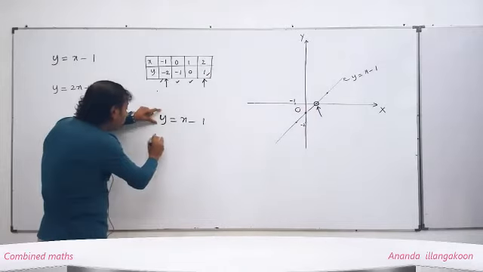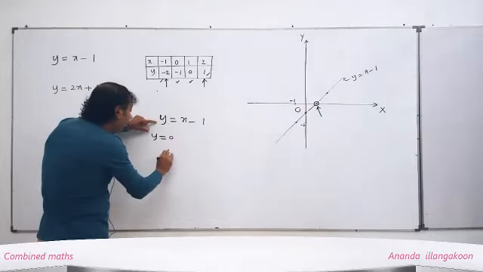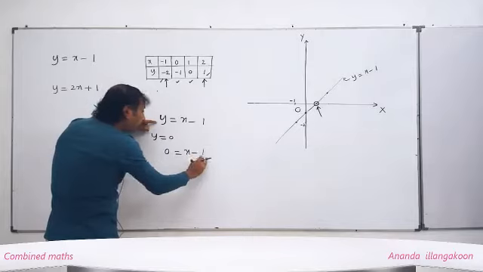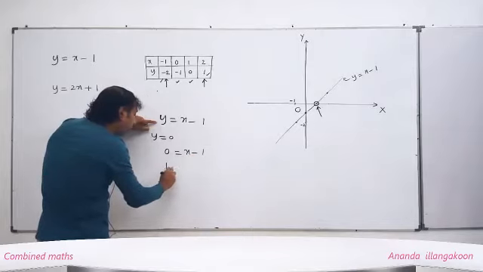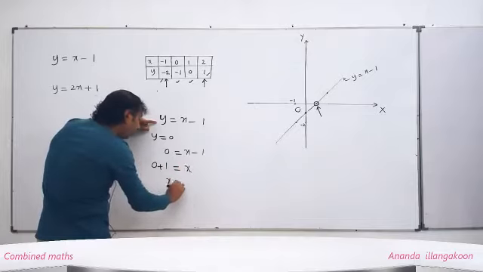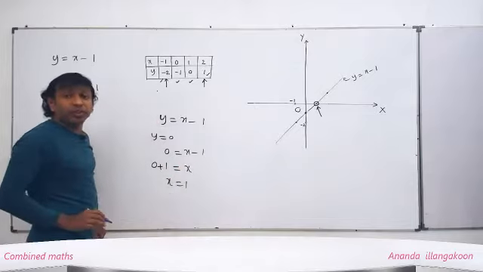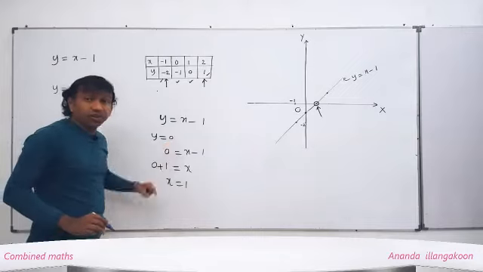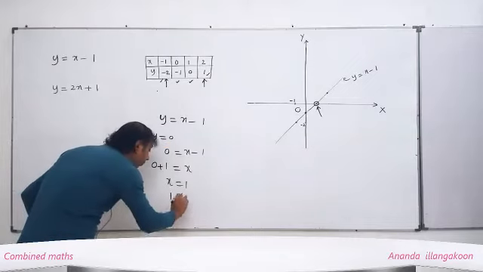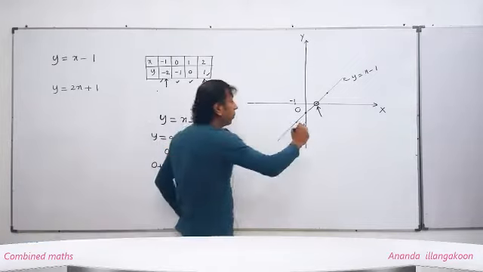To find that, people, in the equation y equals x minus 1, to find one point to draw the straight line, we put y equals 0. What do you get? 0 equals x minus 1. Bring this minus 1 to this side. Then we get plus 1. 0 plus 1 is equal to x. Therefore, x is 1. Then one point is what, people? x coordinate 1, y coordinate 0: (1, 0). Here, this point is (1, 0).